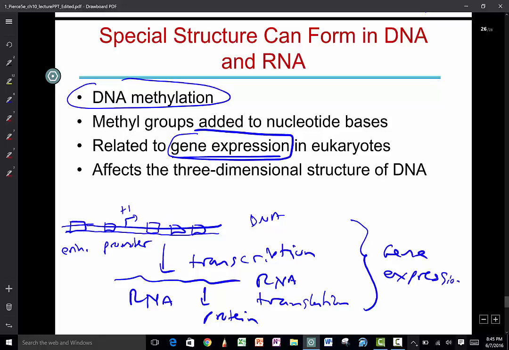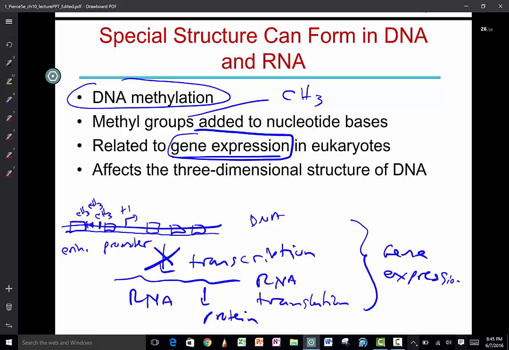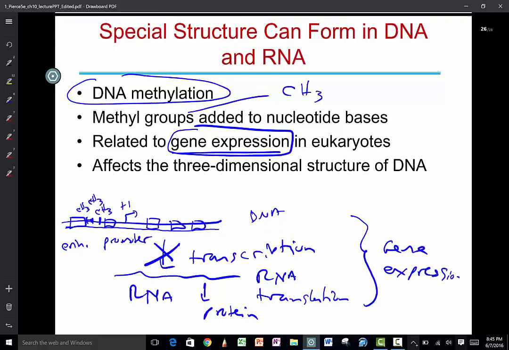But oftentimes you'll find little methyl groups, and a methyl group is just CH3. So you can add a small methyl group, usually somewhere near the gene like this, and having those methyl groups there blocks transcription, so you can't express the genes. And so that's an important thing about DNA structure, that it can be modified. So you could have this same gene in one cell and it won't be methylated and it'll be turned on, and in another cell it will be methylated and it'll be turned off.